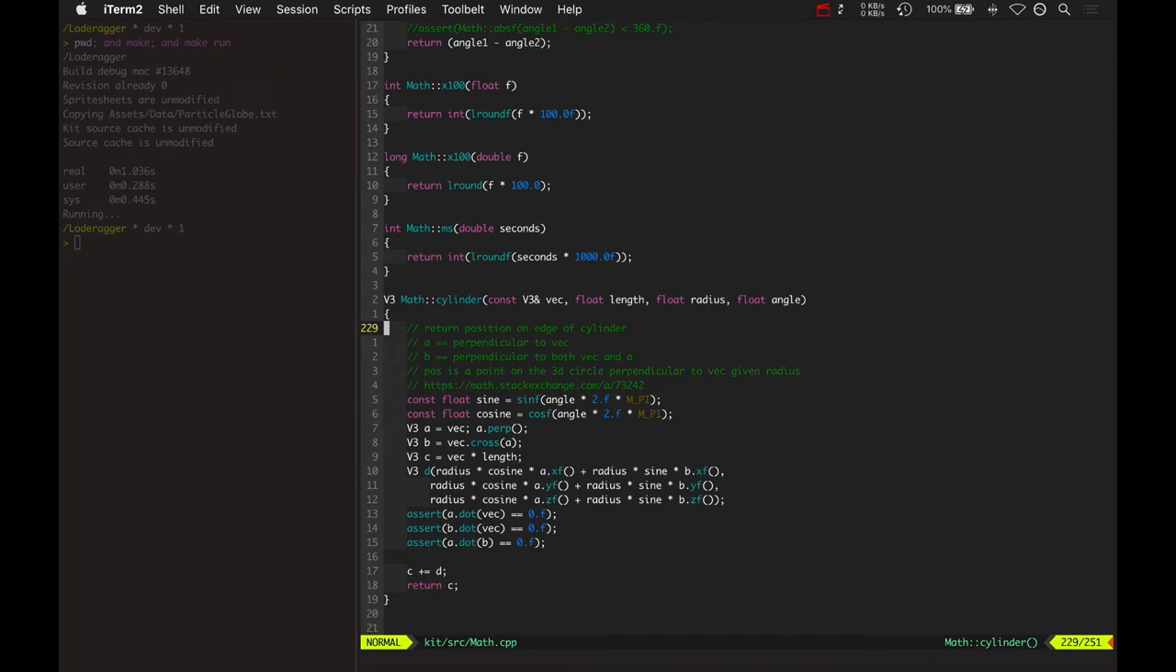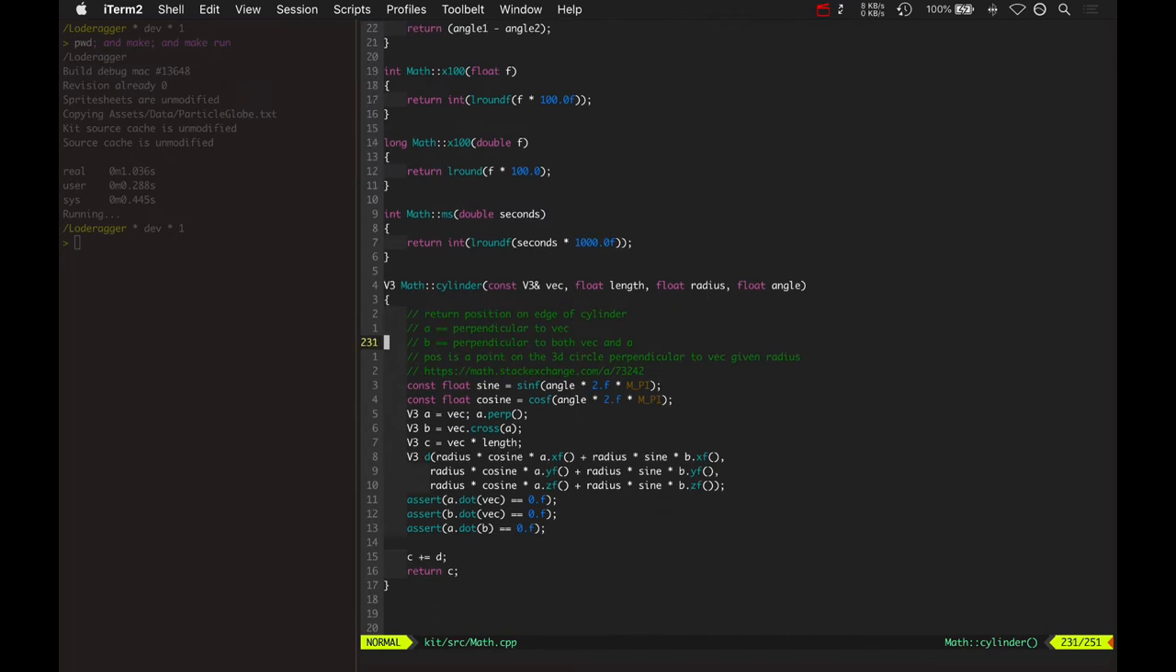I spent last night figuring out how to put a point on a 3D circle that can be at any different normal or any different vector. For example, the circle can be facing straight up. The circle could be facing diagonally up and to the right. And this basically just takes, I found this on math.stackexchange, how to do a three-dimensional circle. It's this equation right here. It's just the radius times the cosine times the A plus the radius times the sine times the B.